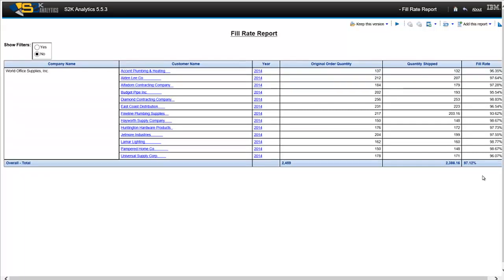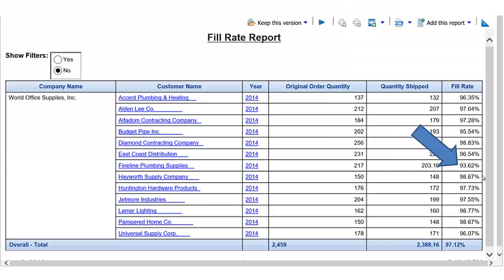Okay, so this is the fill rate report that you can run in S2K Analytics, and you can run this fill rate by customer. You can run it by division class. You can run it by vendor line as well. Okay, so I'm running it by customer. I want to see how well I'm filling my customers, and I'm going to zoom in here and show you this report a little closer.